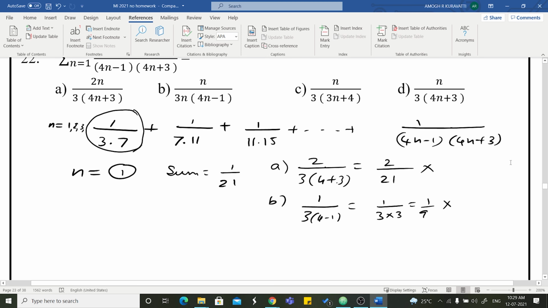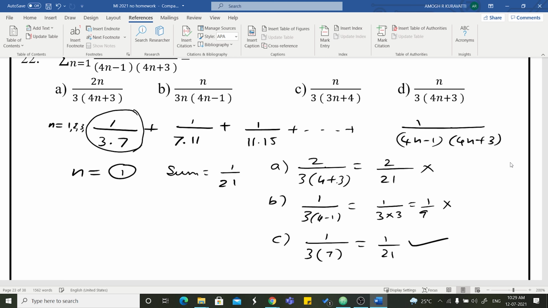Option C, put n is 1: 1 by 3 of 3 plus 4, 7. That is 1 by 21. Yes, option C. Option D, n value 1: 1 by 4 plus 3, 7 into 3, 21. Here also this comes. Option C as well as option D, both are correct. So what can you do?